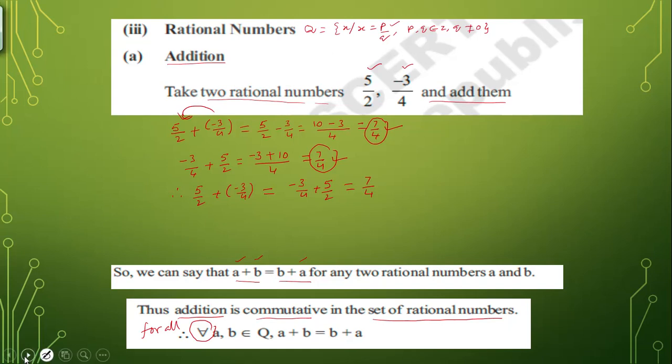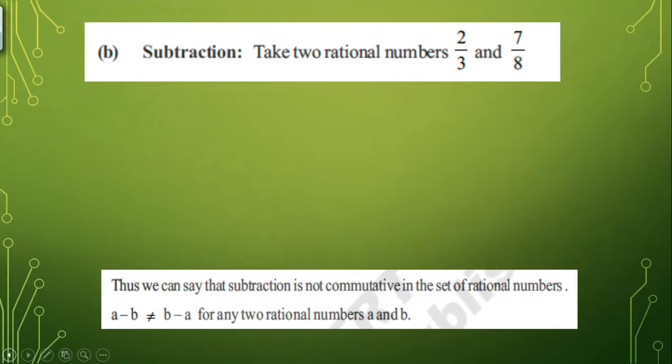Okay. Now we move to the next binary operation, subtraction. You look there on the screen. Take two rational numbers, 2 by 3 and 7 by 8. Now here we are going to do the subtraction. First instance, you take 2 by 3 minus 7 by 8. After that you change the order: 7 by 8 minus 2 by 3. You find the value of these two.